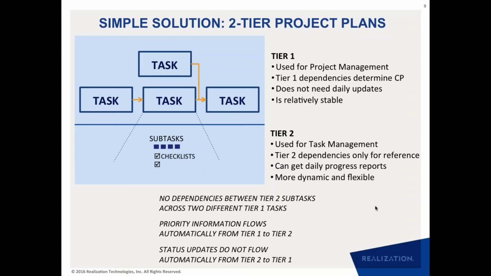So tier two information is there for reference, but it does not flow automatically into updates of remaining durations for tier one tasks. And this is the straightforward, simple solution.